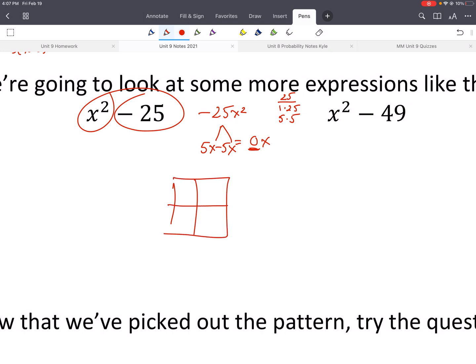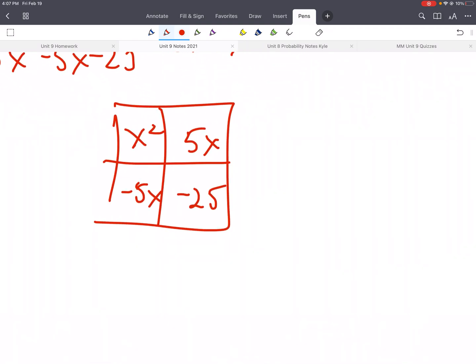And then let's do the box method this time. So we have our x squared. We could rewrite this as x squared plus 5x minus 5x minus 25. So 5x, negative 5x, and a negative 25. So we could factor out each row and column, take out an x, take out a negative 5, take out an x, and take out a positive 5. So our answer will be x plus 5 and x minus 5.